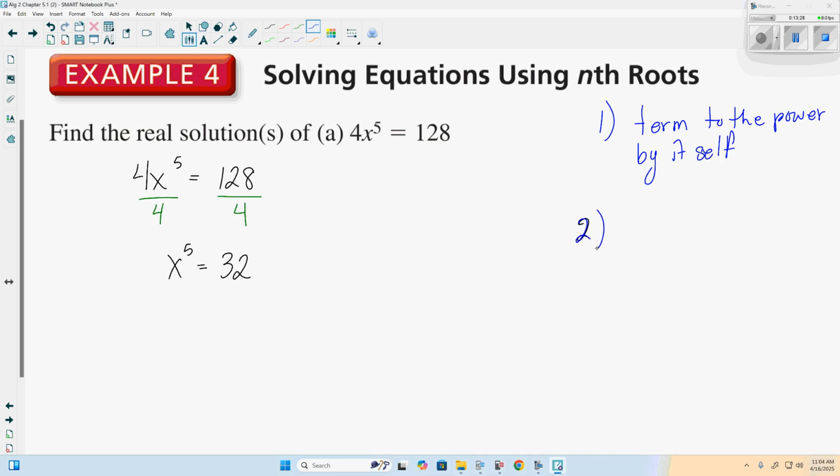So we got the first step done. We got the term to a power by itself, and in this case it was x to the 5th. Our second step is to take the nth root of both sides. We have to take the nth root of both sides, and if we take an even root, we do need that plus or minus.